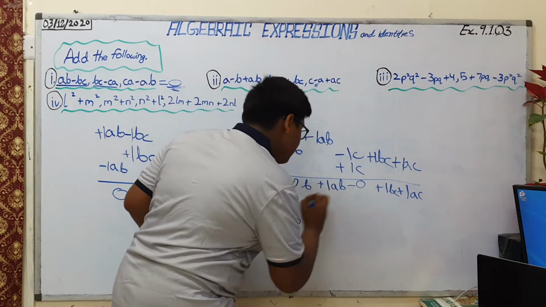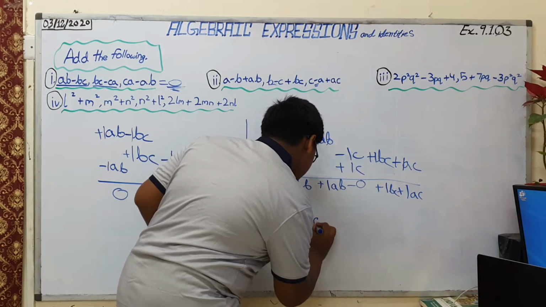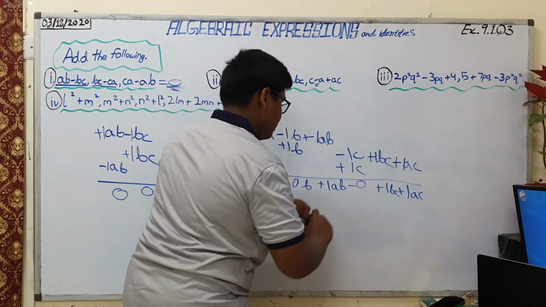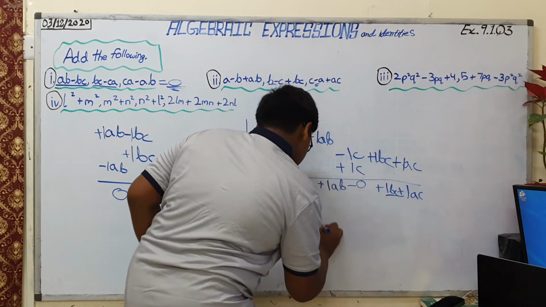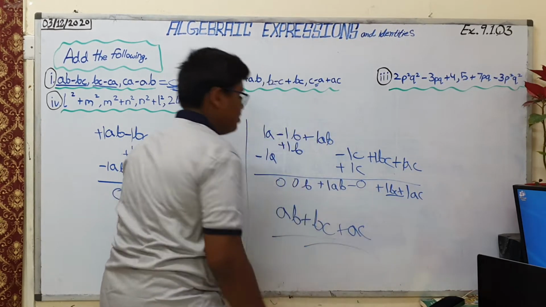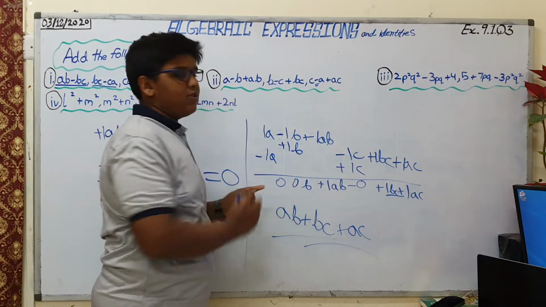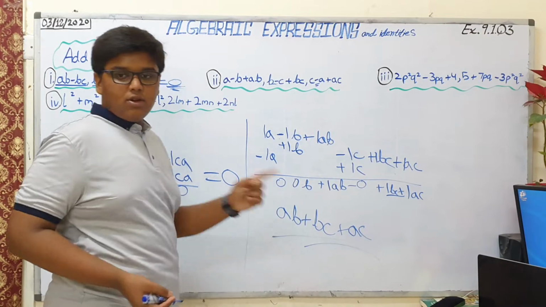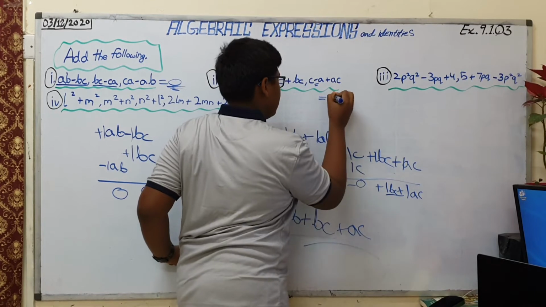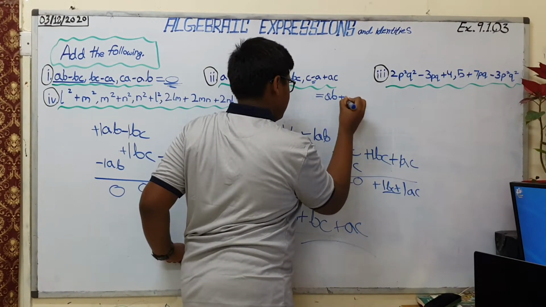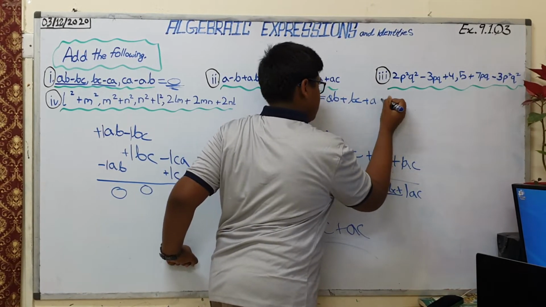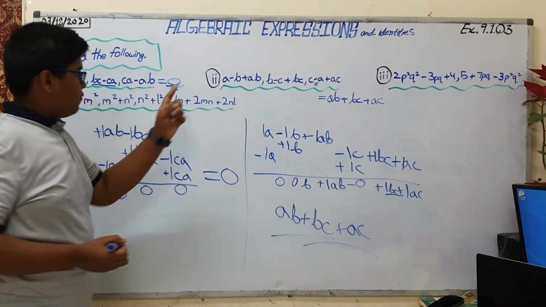Then AB plus BC, here BC plus AC. So I am writing without numbers, without ones, because the question is given without numbers. So I am going to write the answer also without the numbers, without the constants. So this answer is equal to AB plus BC plus AC. So this is the answer for the question number 2.